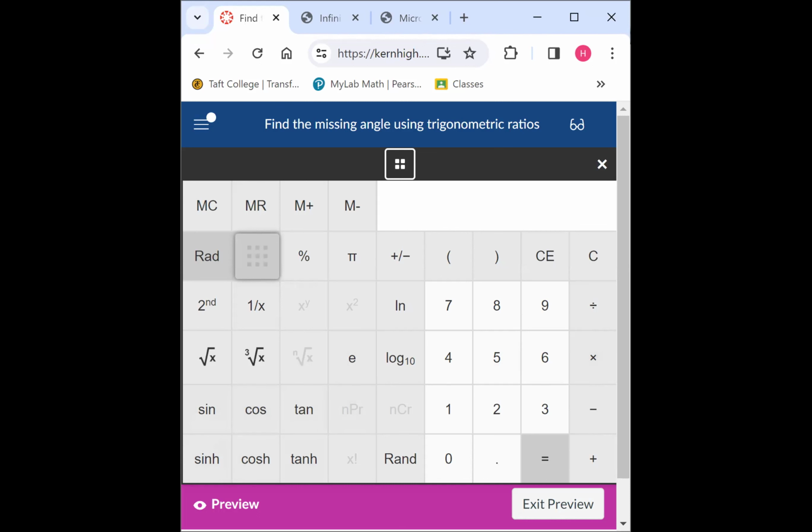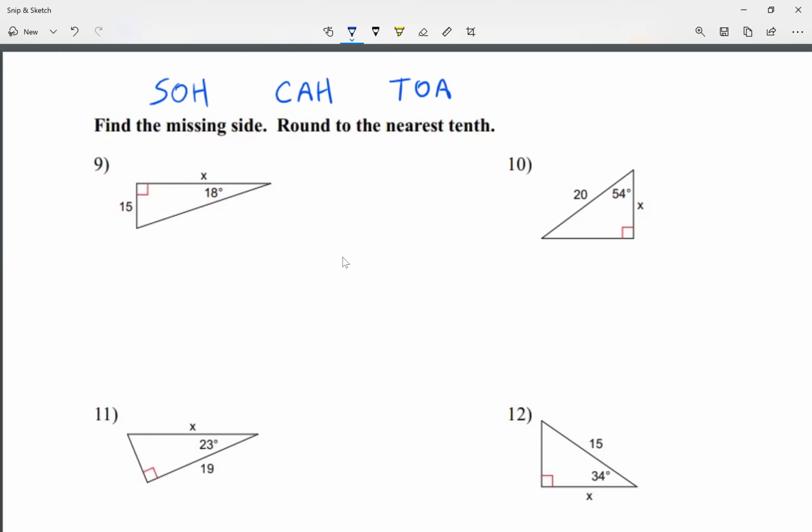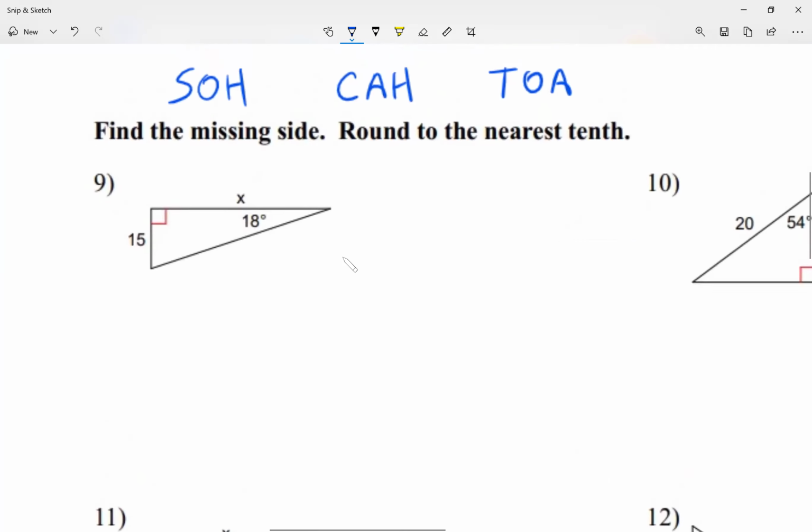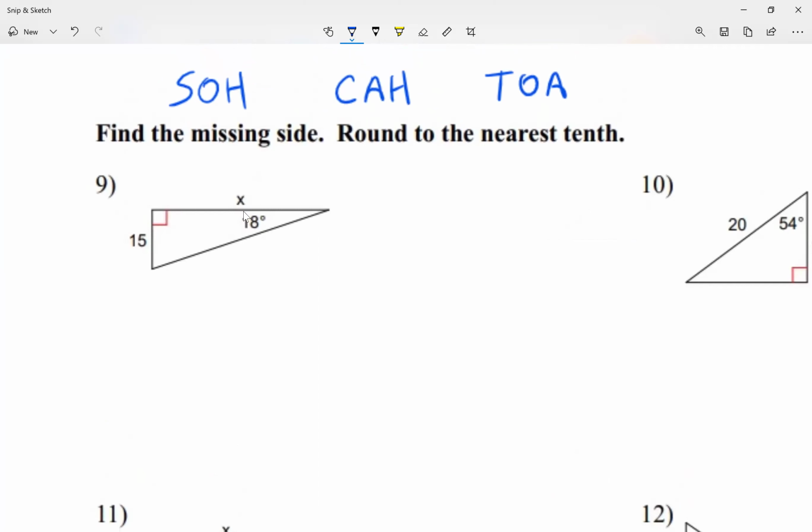Okay, so let me go back to our work. What I'm going to be doing, I'm going to give you guys one angle. Remember last week we called it theta. I'm going to give you guys one angle and one side. So number 9, I gave you guys 18 degrees. So this is going to be my theta. Call it theta. And then one side is 15. Now I'm going to ask you to solve for the other side. I'm going to call it x. So the instruction said find the missing side. Basically solve for x. It also says round to the nearest tenth.